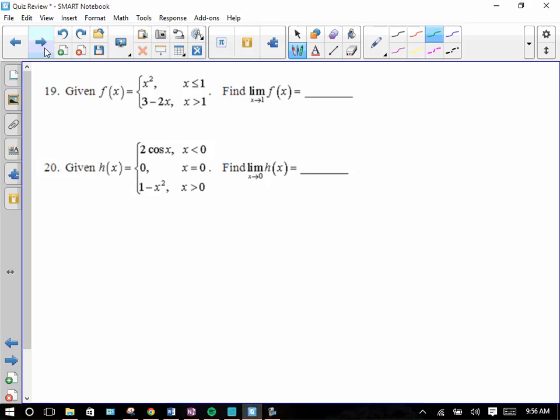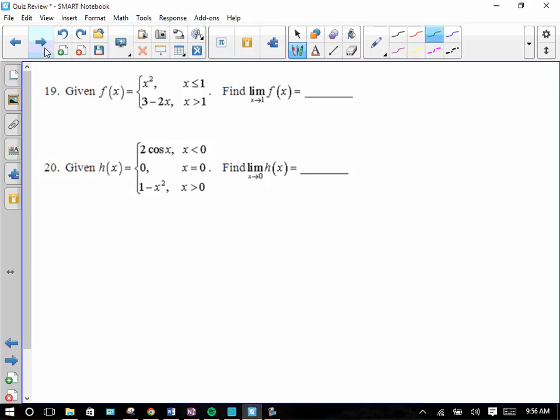Again, this one is a piecewise function, and we want to figure out what the limit is. In order for the limit to exist, what must be true about the right side limit and the left side limit? They have to equal each other. So this is my left side, this is my right side. In order for this limit to exist, they must be equal.